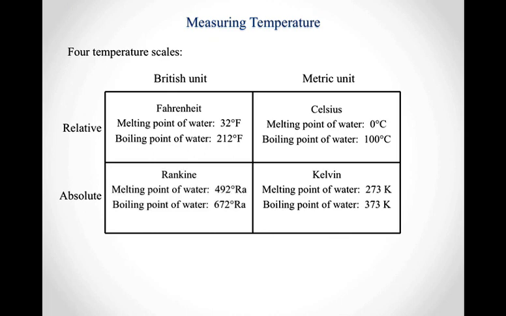The last scale is that there's also an absolute scale for British units, and that's called the Rankine scale. And so the melting point of water in the Rankine scale is 492 degrees Rankine. The boiling point is 672 degrees Rankine. And again, you can see the same 180 steps between the melting point and the boiling point for water in the Rankine scale. So a couple additional things to point out.